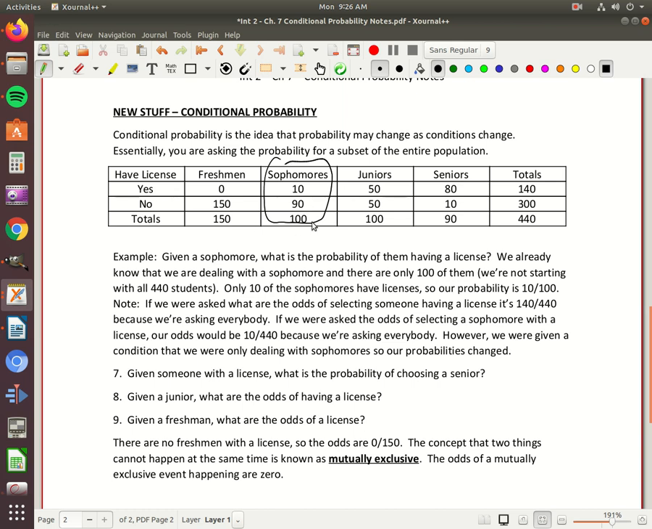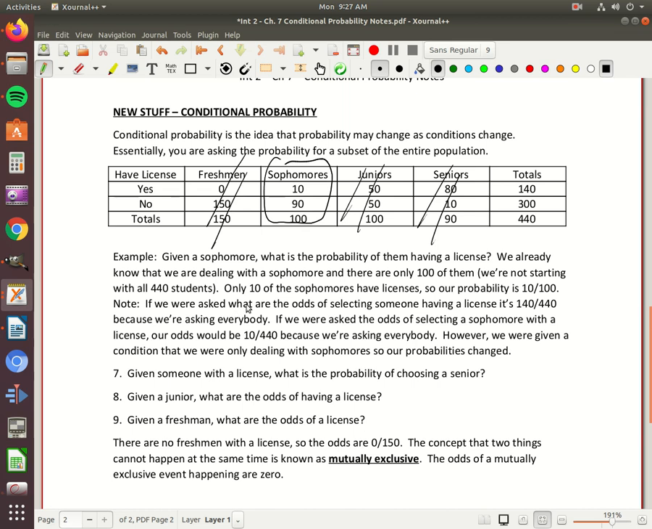I know there's all this data for freshmen, juniors, and seniors and totals, but they told us we're given a sophomore. So none of these people matter right now. The only people that matter right now are the sophomores. Only 10 of the sophomores have a license out of 100.